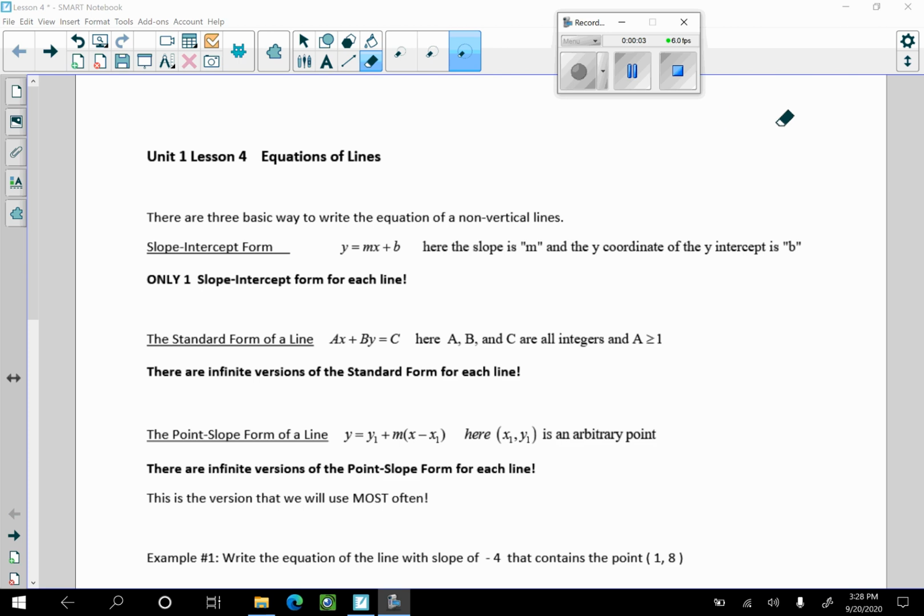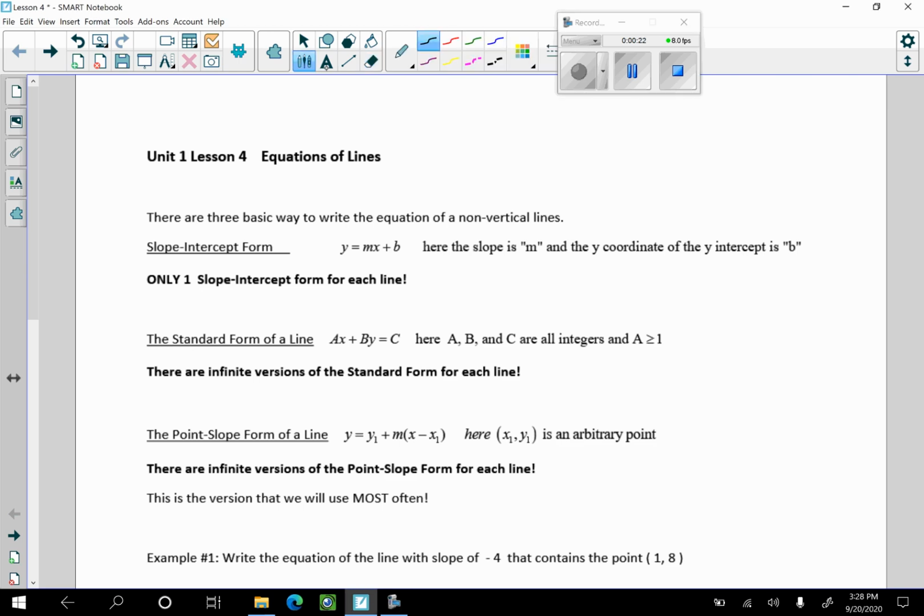Today we're going to talk about Unit 1, Lesson 4, Equations of Lines. It's going to be very important in our study of pre-calculus and especially in our study of calculus. There are three basic ways to write the equation of non-vertical lines. We'll talk about vertical lines a bit later in this lesson.